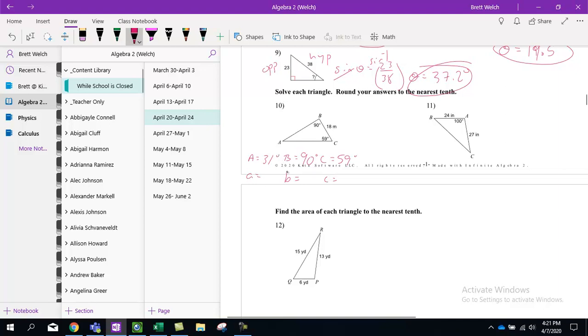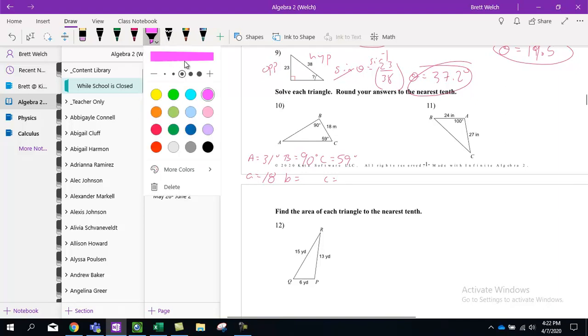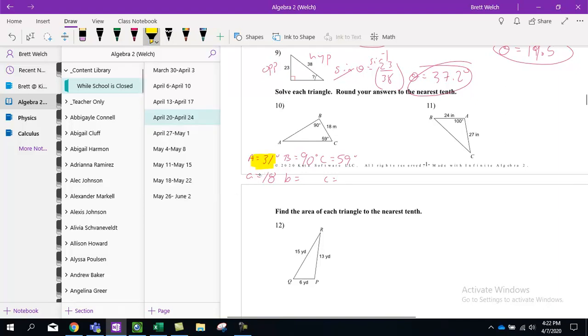Again, don't expect a 90. So I'm going to treat this as if I didn't have a 90-degree angle, because you're not going to on 10 and 11. And then we're working off of the opposite side. So little a would be opposite of big A. That's 18. And I don't know B or C. But because I have big A and little a, I can use the law of sines.